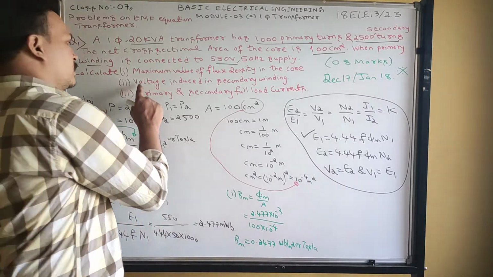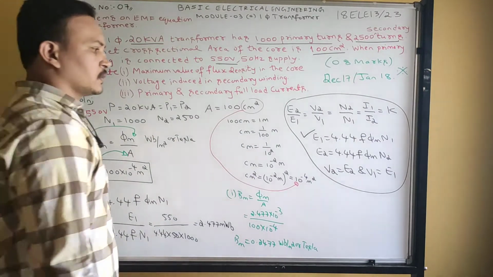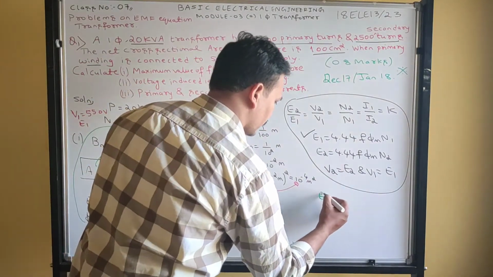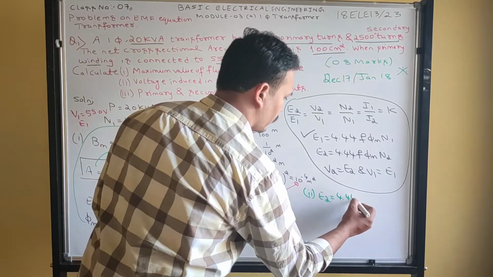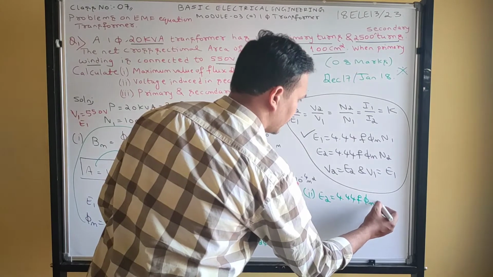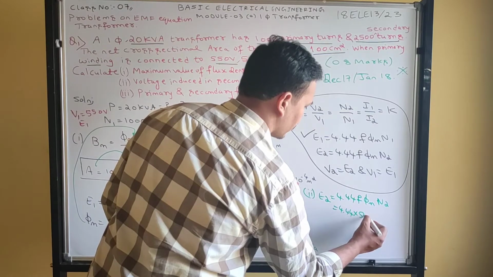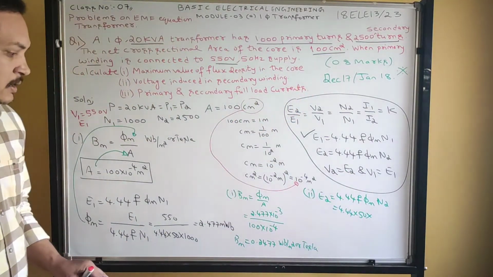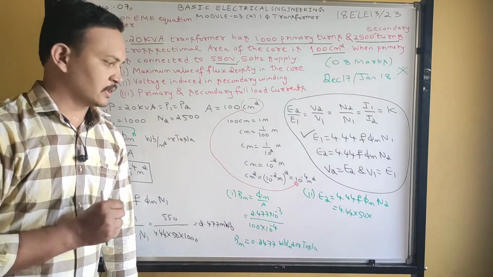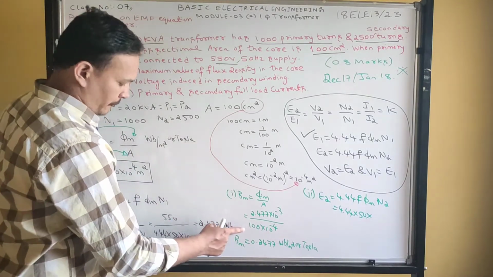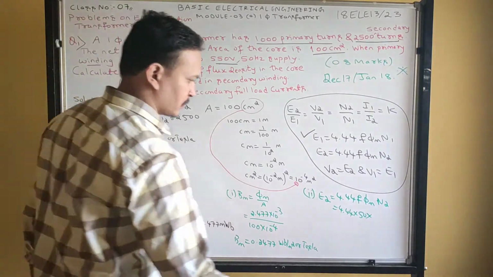Now the voltage induced in the secondary winding. You can use this formula now. The solution for the second question: E2 is equal to 4.44 F phi m N2. 4.44, what is the frequency given? 50. What is the maximum flux we got? See, in a transformer, flux will be constant and frequency will be constant. Phi m we got is 2.477 milli.